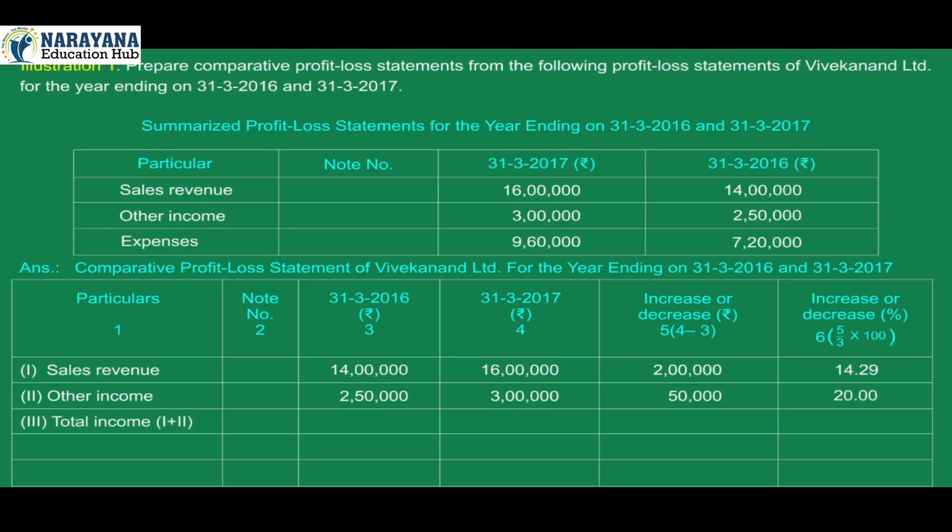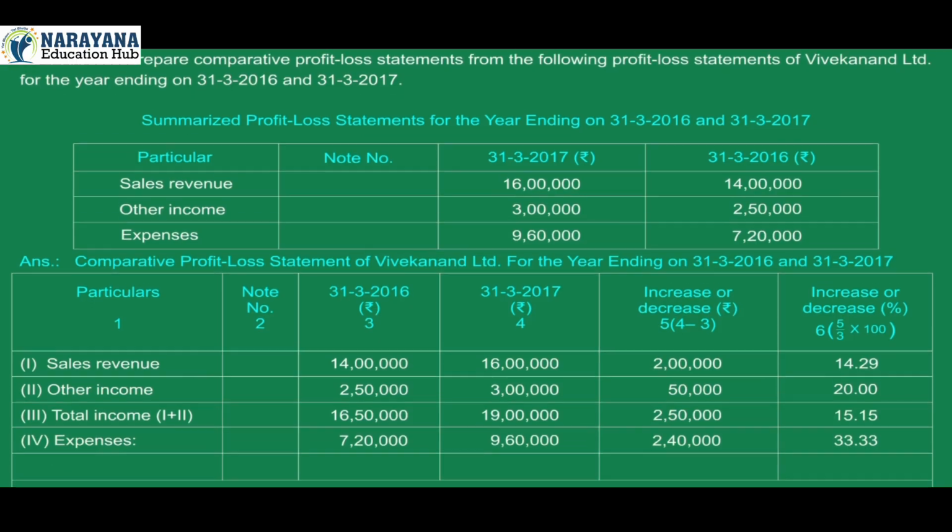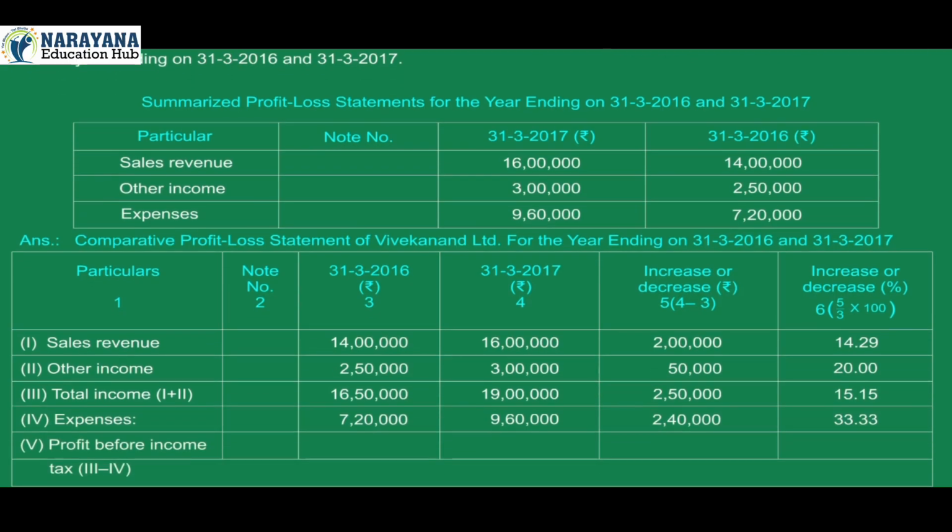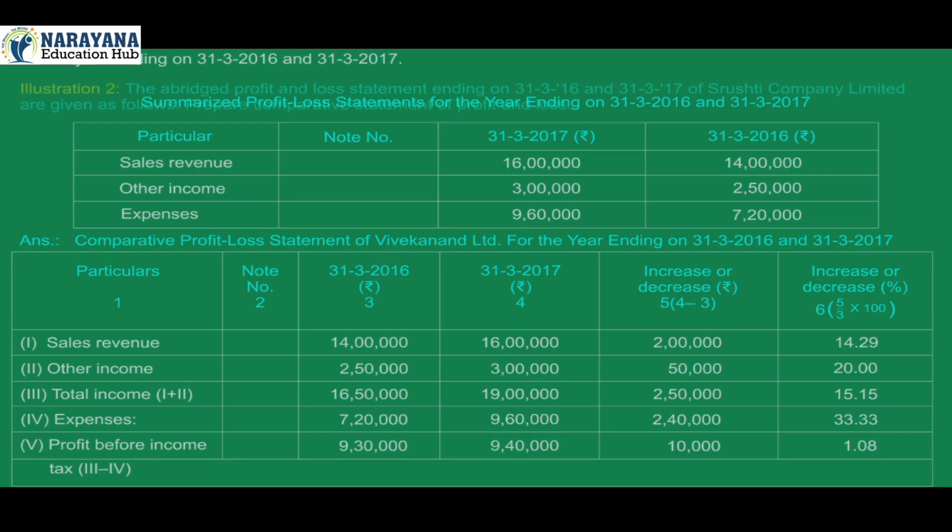3. Total income 1 plus 2, 16 lakh 50,000, 19 lakh, 2 lakh 50,000, 15.15%. 4. Expenses 7 lakh 20,000, 9 lakh 60,000, 2 lakh 40,000, 33.33%. 5. Profit before income tax 3 minus 4, 9 lakh 30,000, 9 lakh 40,000, 10,000, 1.08%.